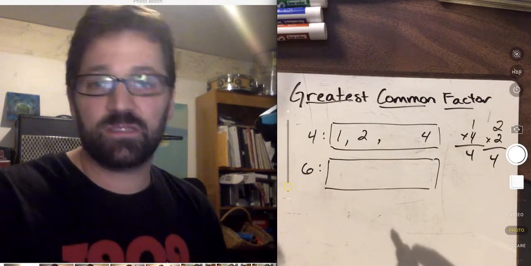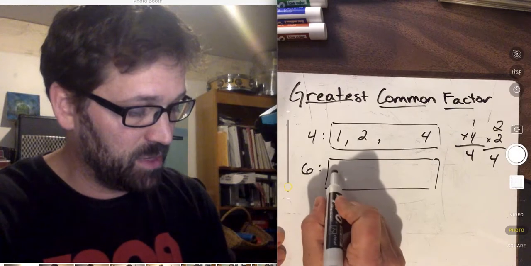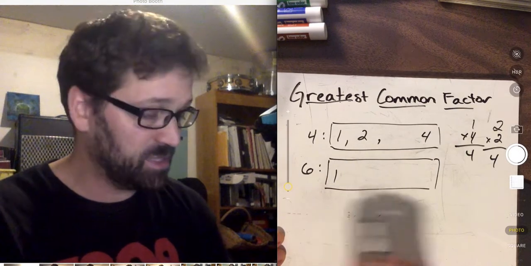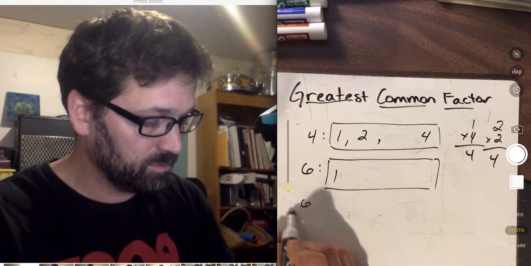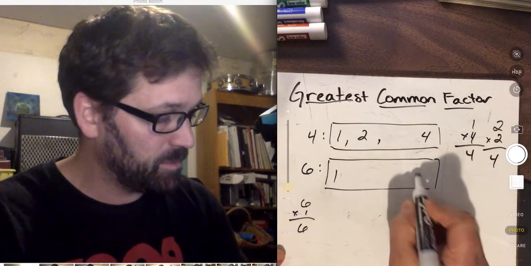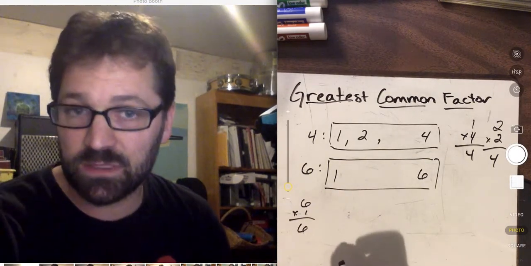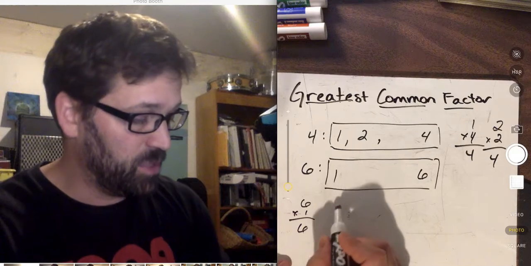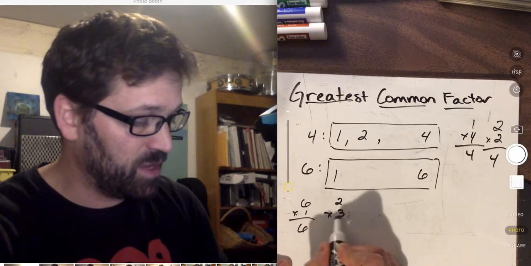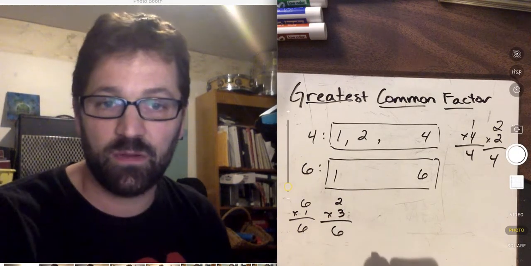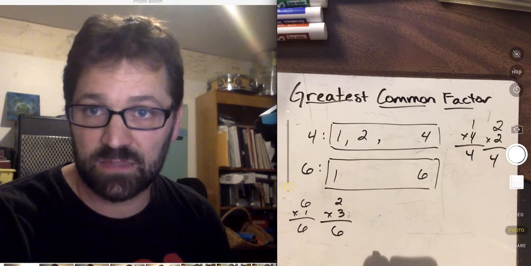Okay, so now let's do 6. And again, start at the beginning. 1, I know 1 times 6 equals 6. Okay, so what else equals 6? Well, I know that 2 times 3 equals 6. That's another way to multiply and get 6, right?